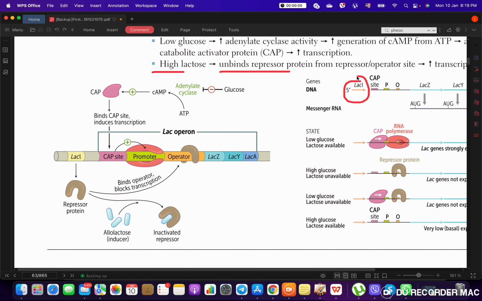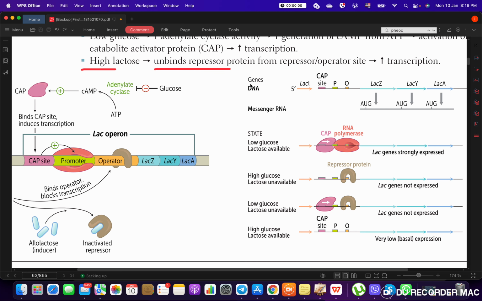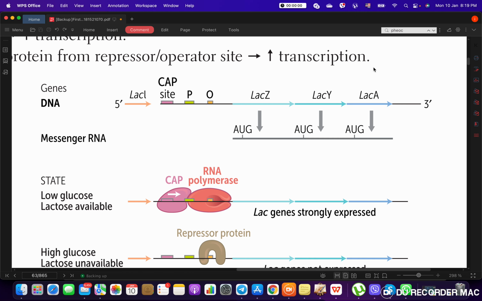Nice. So now we can speak about these guys. Notice, we have LAC I, the CAP site, the promoter, the operator, and LAC Z, Y, and A. Let's start with them one by one. The LAC I is responsible for making the repressor. The repressor activates or inhibits the LAC operon? Well, its name is repressor, so it must inhibit. So the LAC I actually inhibits the LAC operon.